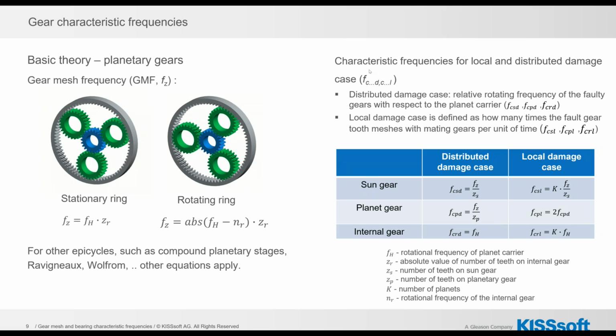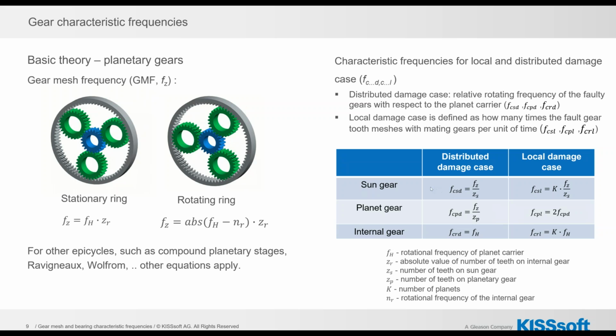Now, according to the literature, in planetary gears we have also some other frequencies which can be divided into two fields. One is the local damage case and one is the distributed damage case. The distributed damage case is by definition the relative rotating frequency of the faulty gears with respect to the planet carrier. So this means the frequency which would be measured on the shaft connected to the planet carrier. And the second one is the local damage case, and it's defined as how many times the faulty gear tooth meshes with the mating gear per unit of time.